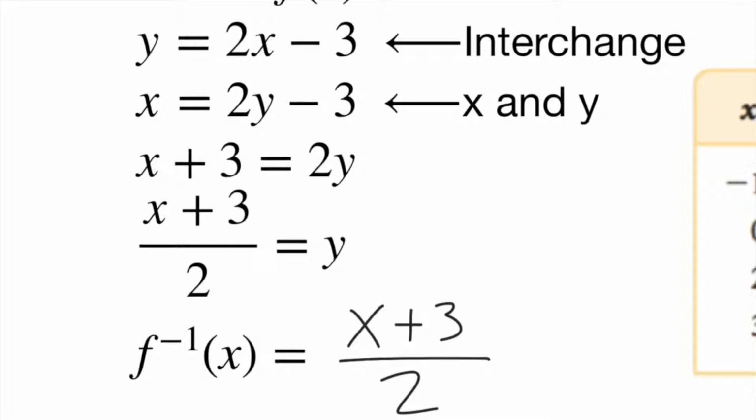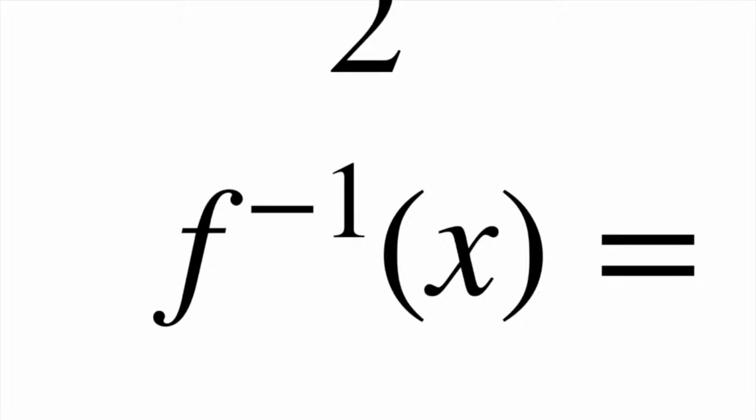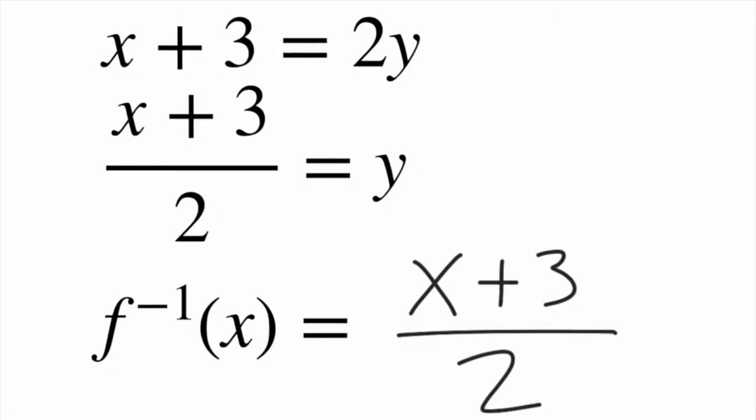And this notation is kind of unfortunate. You might think this is an exponent, and oftentimes it is. But in this particular case, when you see f of negative 1, what we mean is the inverse of f. This is a special notation. This is not an exponent. So f inverse of x is going to equal what we see up here, x plus 3 over 2.